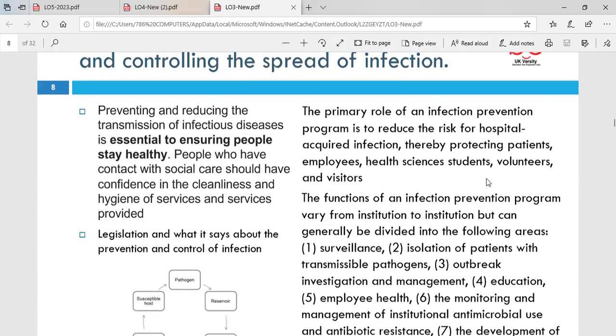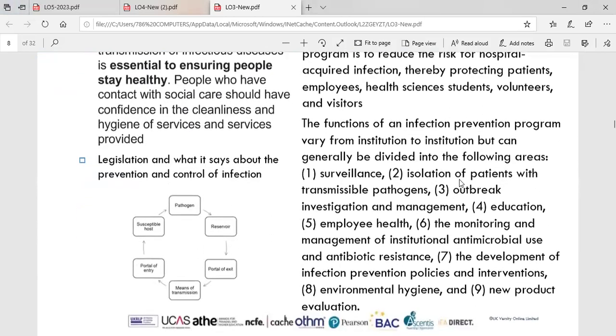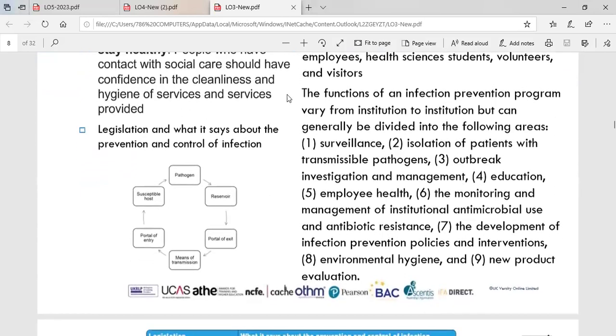So the primary role of an infection prevention program will be to reduce the risk of hospital-acquired infections. So you're protecting your patients, employees, health sciences students, any volunteers who are working, and any visitors. The functions of an infection prevention control program are different according to different institutions, but they're mostly divided into the following areas. So you have surveillance. Surveillance comes from survey, which is an ongoing process in which you're taking data and analyzing the rise and fall of the infection.